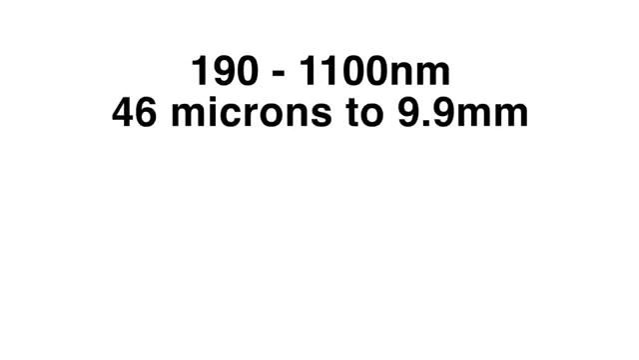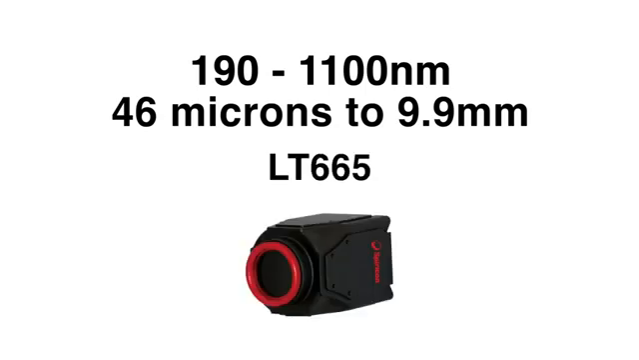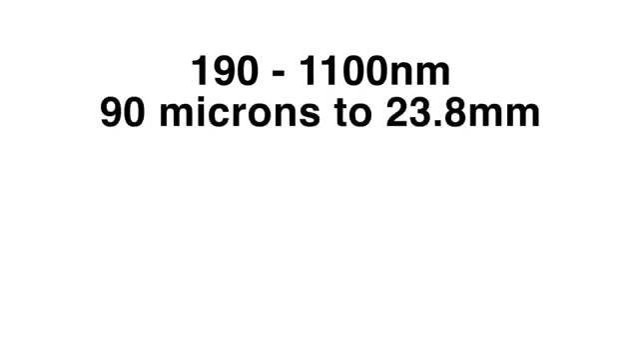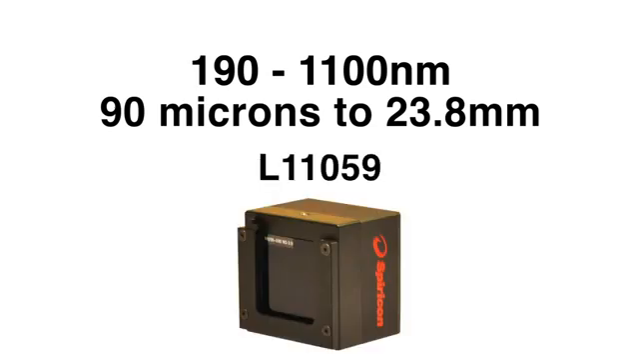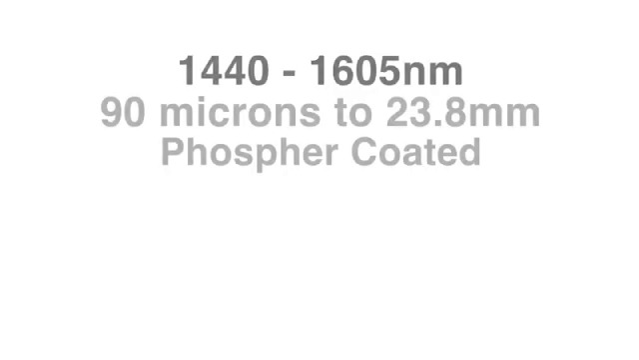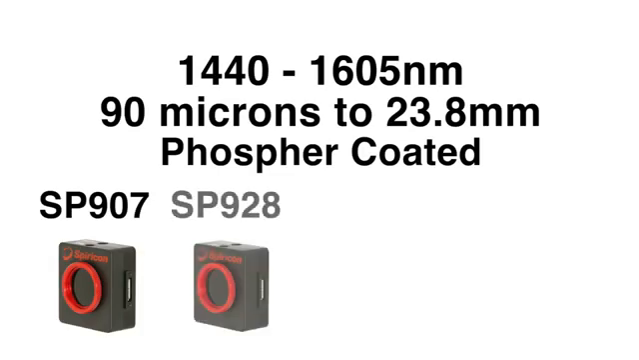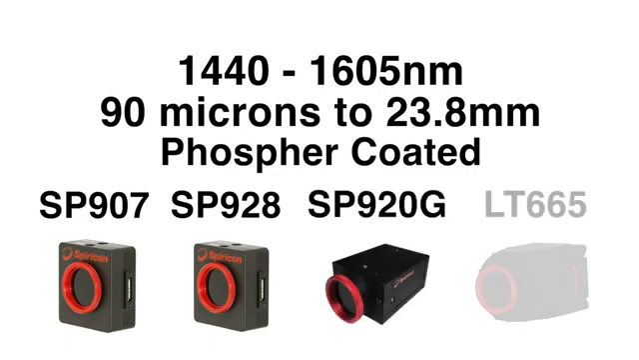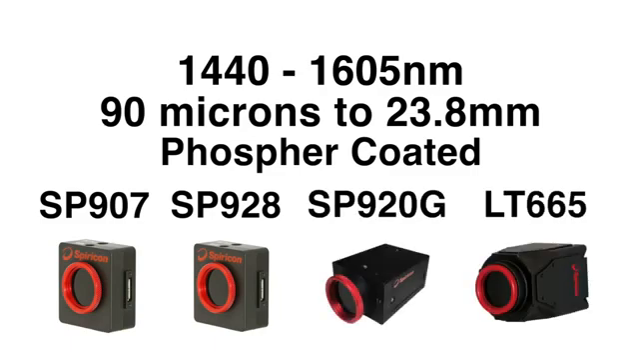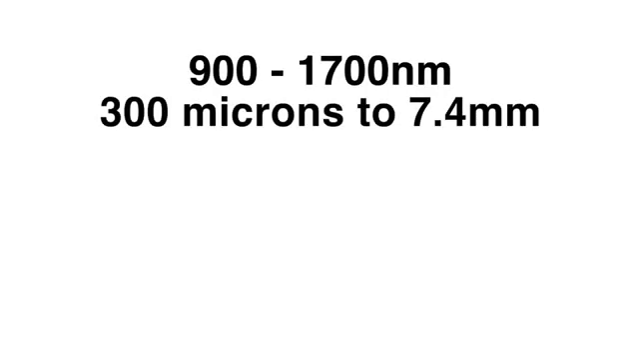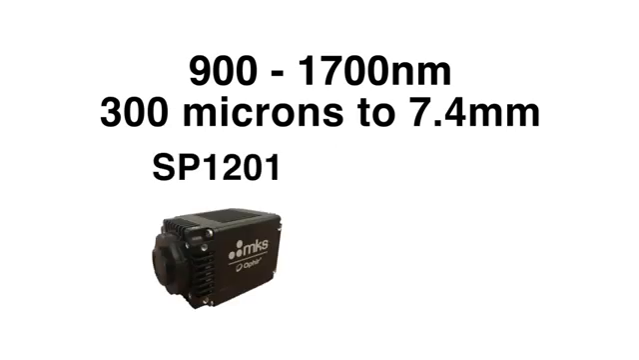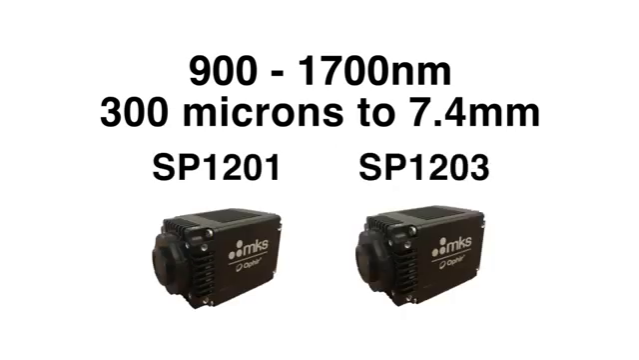For larger beam sizes, 46 microns to 9.9 millimeters, use the LT665 camera. For beams from 90 microns to 23.8 millimeters, use the L11059 camera. The phosphor-coated SP907, 928, 920G, and LT665 are also available in the 1440 to 1605 nanometer range. The InGaAs camera measures beams from 900 to 1700 nanometers, with beam sizes from 300 microns to 7.4 millimeters.